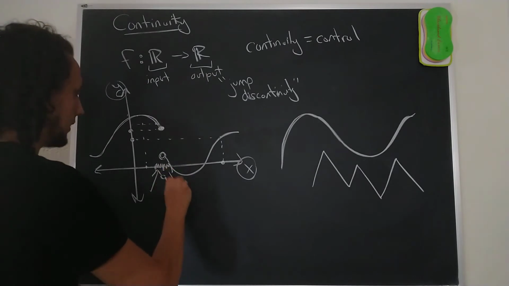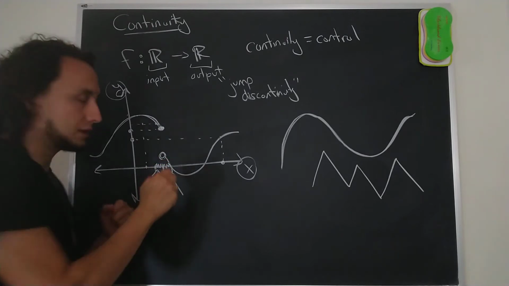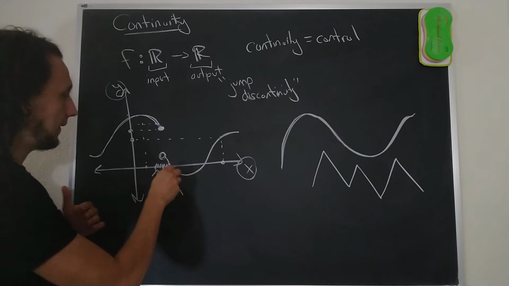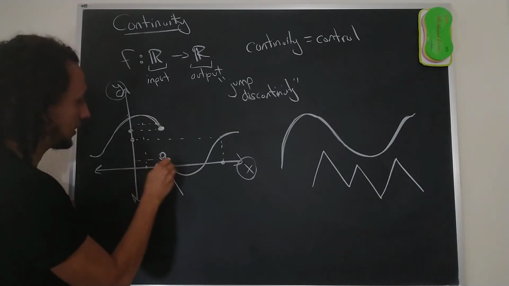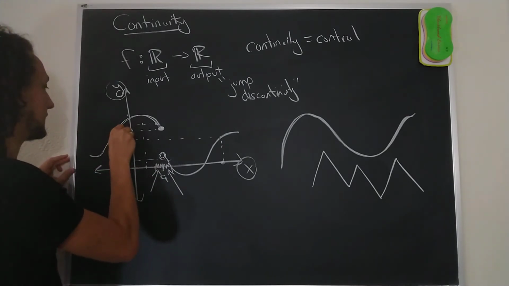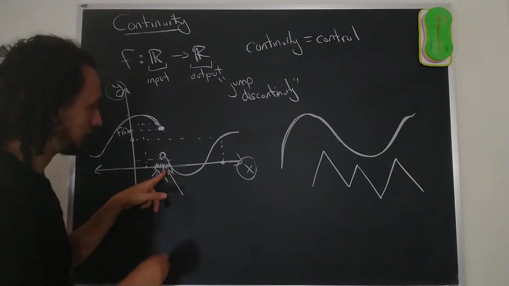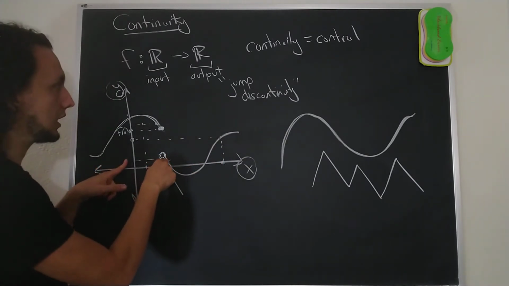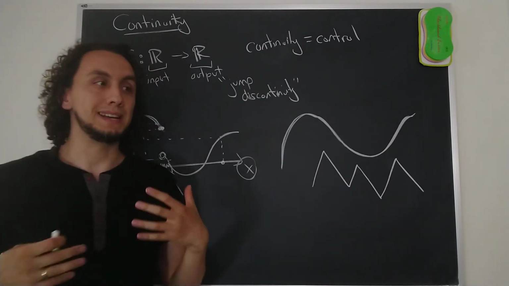On the other hand, if my input is just, by accident, a little bit to the right of A, maybe it's A plus 0.0001, then the output suddenly, because of this jump, is way down here. And that's far away from what the original output was. I can label this as f of A. The output when I input exactly A is up here. The output when I input something very, very close to A but to the right of A is way down here.